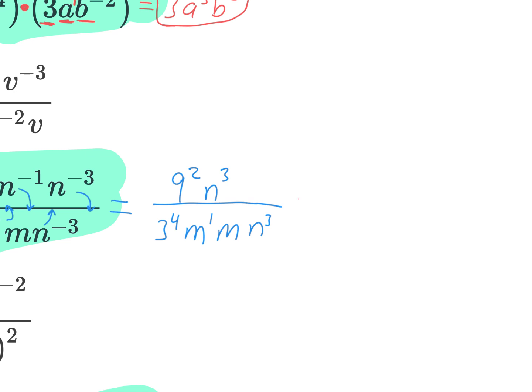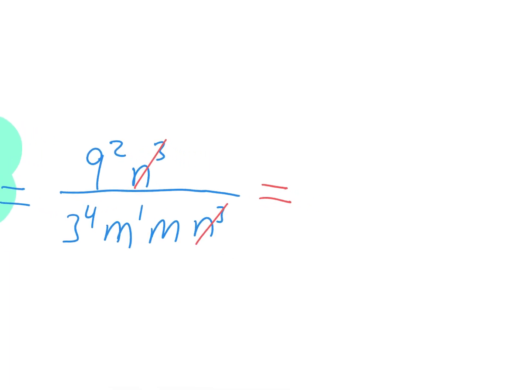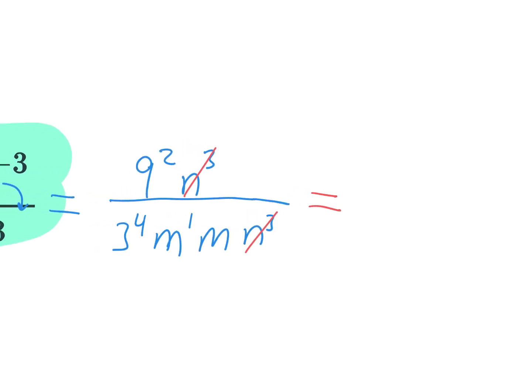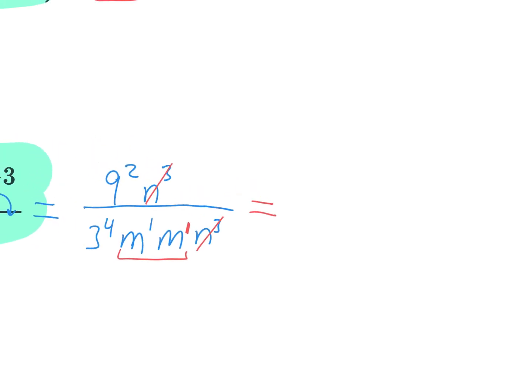All right, now I can do a couple more things to make it a little bit simpler. Any ideas what we can do first? One of the things that we could do? Okay, good. So you can cancel out your n's. That's what last class said also. Cancel out your n's. Another thing that you could do, you can combine your m's. So this m to the 1st times another m to the 1st is going to get you m to the 2nd. So I get 9 squared over 3 to the 4th times m squared.